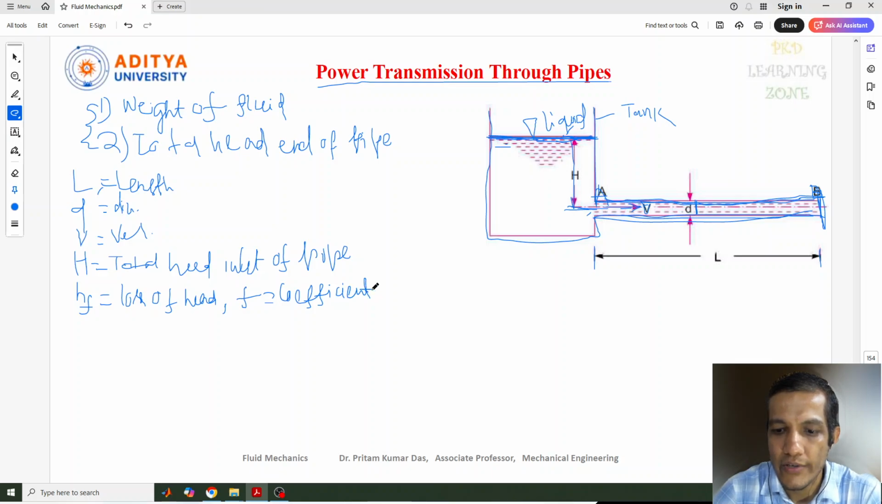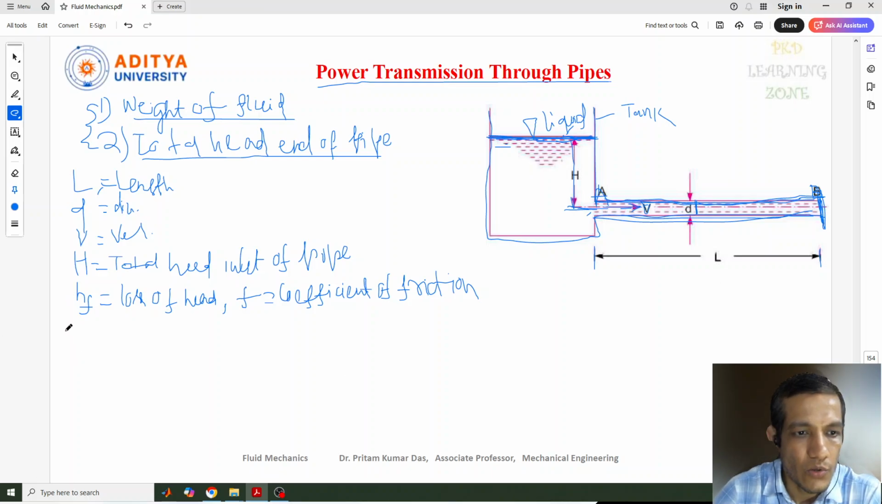F is the coefficient of friction, because we are talking about the major loss, and the major loss is basically due to the friction in the pipe and the fluid flow. So we need to consider F also. What we need to calculate are two things. One is the weight of the fluid, another is the total head at the end of the pipe. The head which is available at the end of the pipe is nothing but the head at the outlet of the pipe. So now we can write the total head at the end of the pipe.